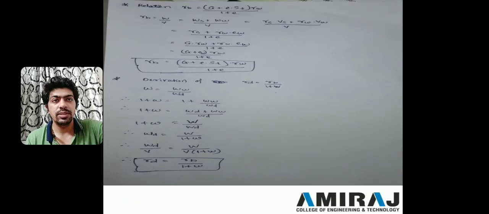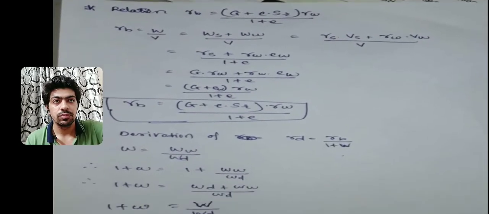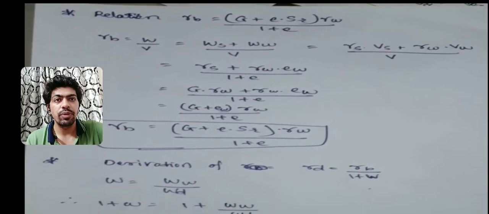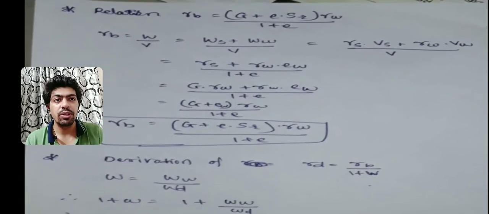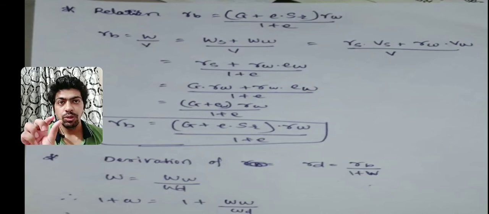Now this slide shows you the relation of bulk unit weight. Okay, we need to derive the equation gamma B is equal to G plus e into Sr, into gamma W upon 1 plus e. So for this we can start from gamma B. Now gamma B is equal to what? W upon V, as we have seen in previous slides: total weight of soil divided by total volume.